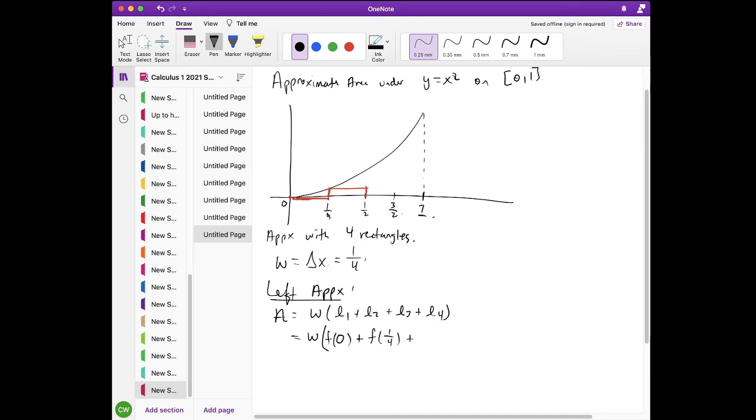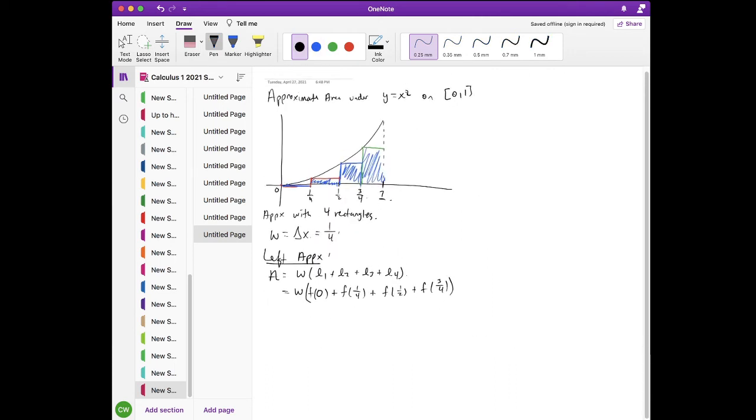And then the next one, it's going to be f of 1/2. Yep. And the next one, did I put 3/2 there? I meant 3/4. The next one, f of 3/4. Right, good. So this is the area, the approximated area using the left rectangle approximation.